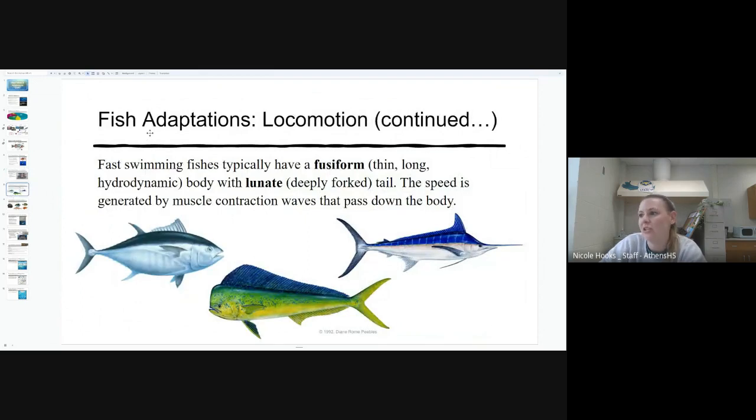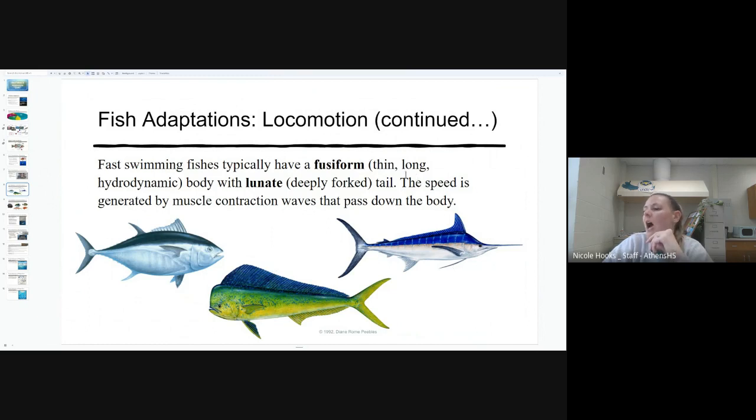The fish adaptations for locomotion: we've got the fusiform shape, that's the torpedo shape, the bullet shape, that's fused into one long drawn out being. And then they have a lunate tail. It looks like a moon, hence the name lunate, or deeply forked. This is deeply forked for the dolphin fish here, or mahi-mahi. And then sailfish, deeply forked, tuna, deeply forked, okay? Actually, I think that's a marlin, not a sailfish.